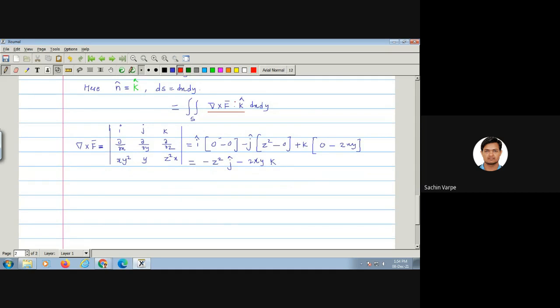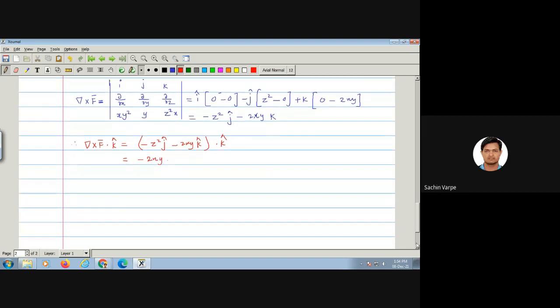del cross F bar dot k cap. So therefore, what will del cross F bar dot k cap be? Del cross F bar dot k cap will be minus z square j cap minus 2xy k cap, dot product with k cap. So what will it be? That will be just minus 2xy. Right.